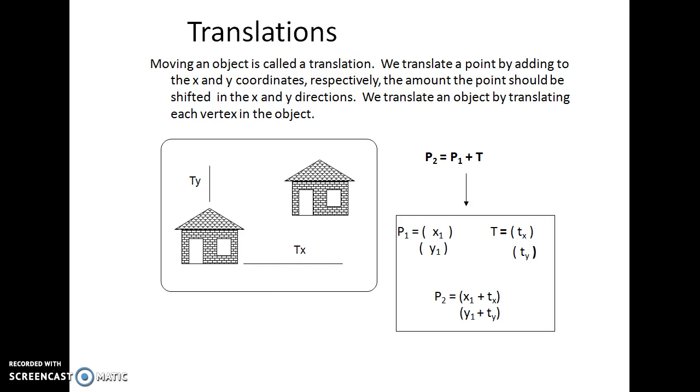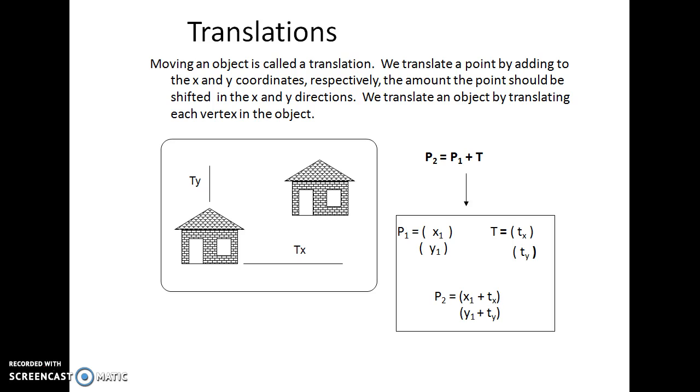Now let's move towards the first transformation, that is the translation. What is meant by translation? Moving an object is called a translation. We translate a point by adding to the x and y coordinates respectively.